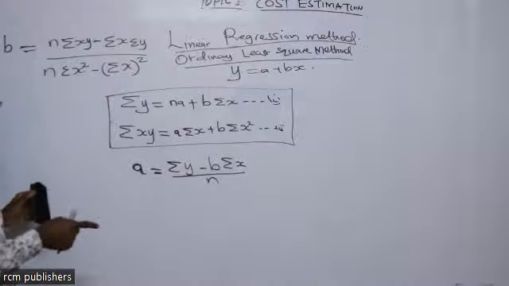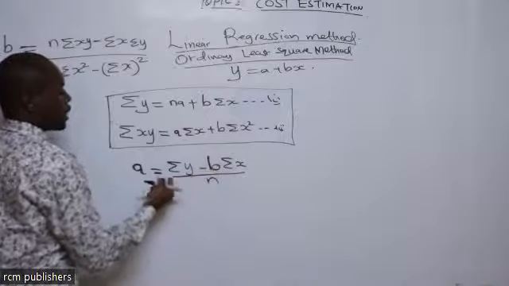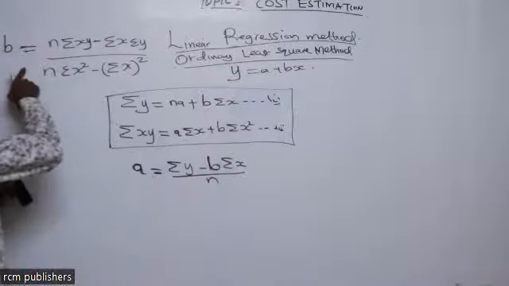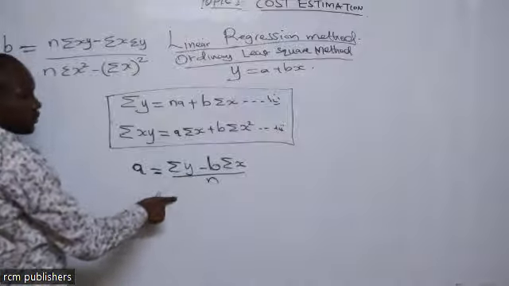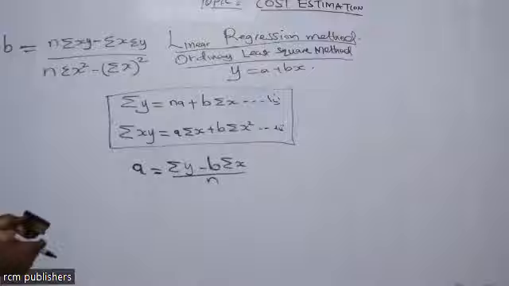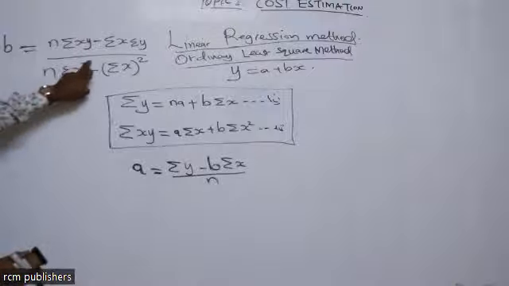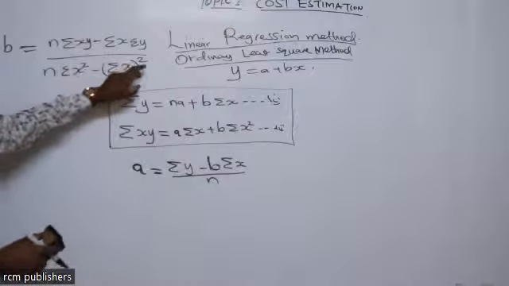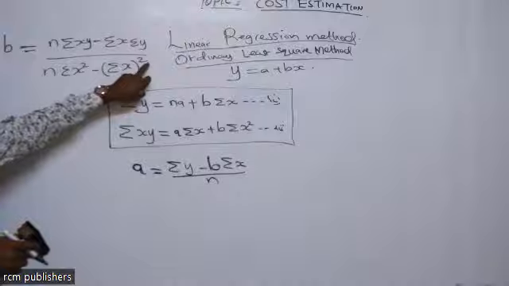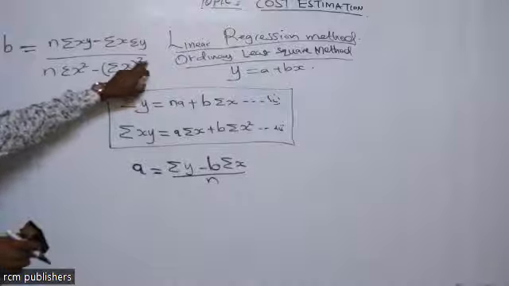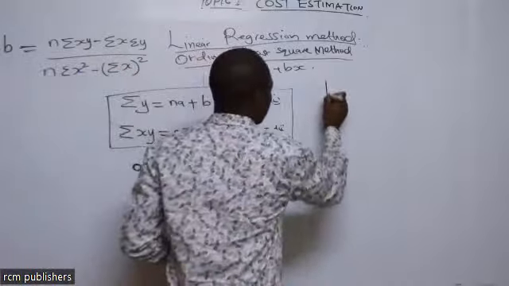But as you can see, B is already here. So you cannot get A before you get B, but you can calculate B before arriving at A. That's number one. Number two, there's a very big difference between X squared and this X bracket squared. Are we together? This X squared is the items in column X.